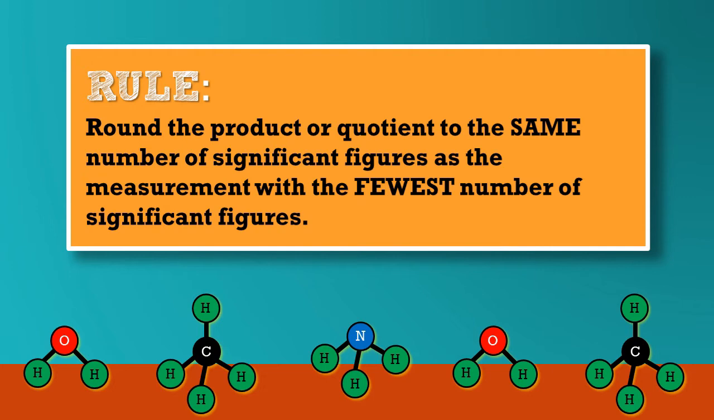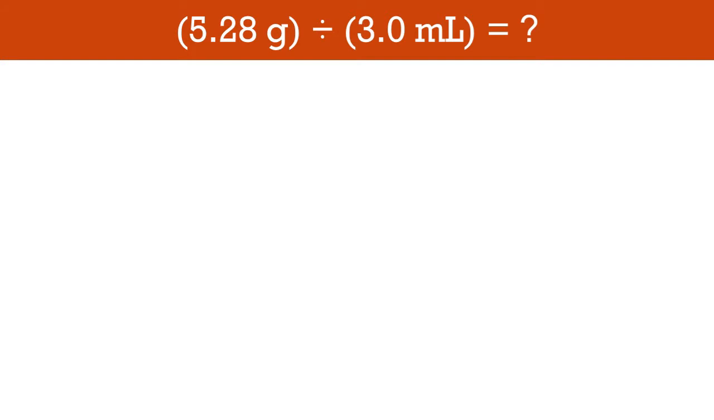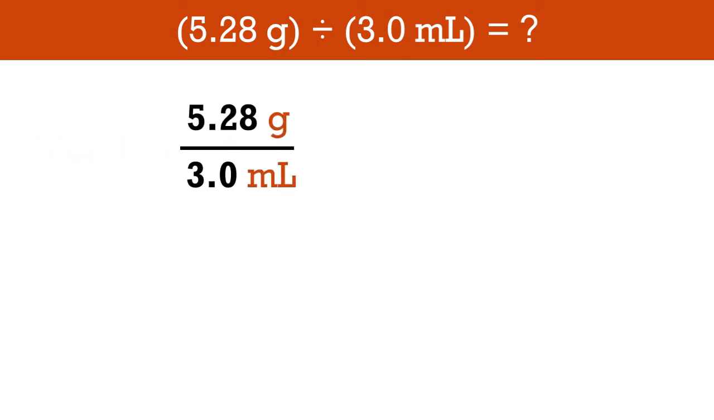To better understand this rule, let's have an example. Let's start with the division problem. 5.28 grams divided by 3.0 ml. Let's rewrite this problem into a fraction. The first step that we need to do here is calculate the quotient. If we divide these numbers, the answer would be 1.76 grams per ml.